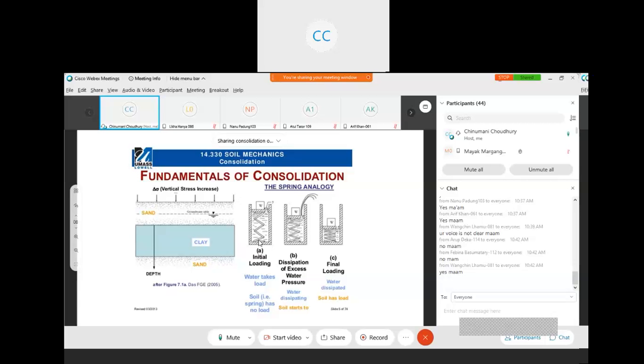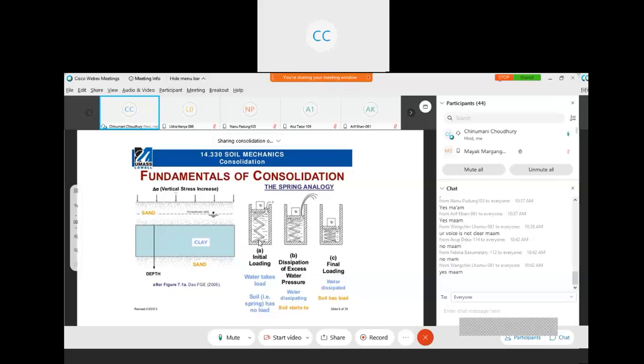There will be soil taking the entire load, and there will be reduction in volume, and there will be reduction in pore water pressure. So this entire thing, if we replace this spring by a soil sample, the same thing will happen in soil also. This spring is nothing but the soil sample, right? Is it clear? Hello? Is it clear? This spring analogy?